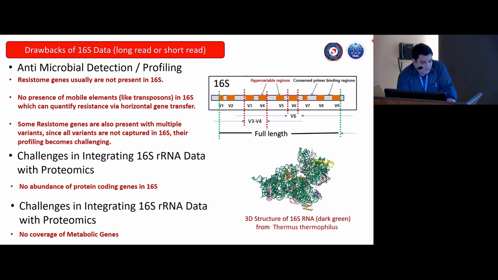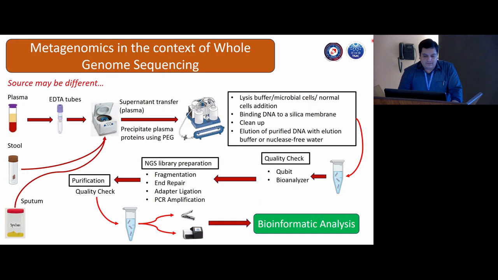You can't do proteomics, you can't do a lot of downstream analysis from 16S. Only a few, but not more. So that's why whole genome sequencing is important. It may be any source, maybe plasma, stool, sputum, or even, now there is something called the skin microbiome.